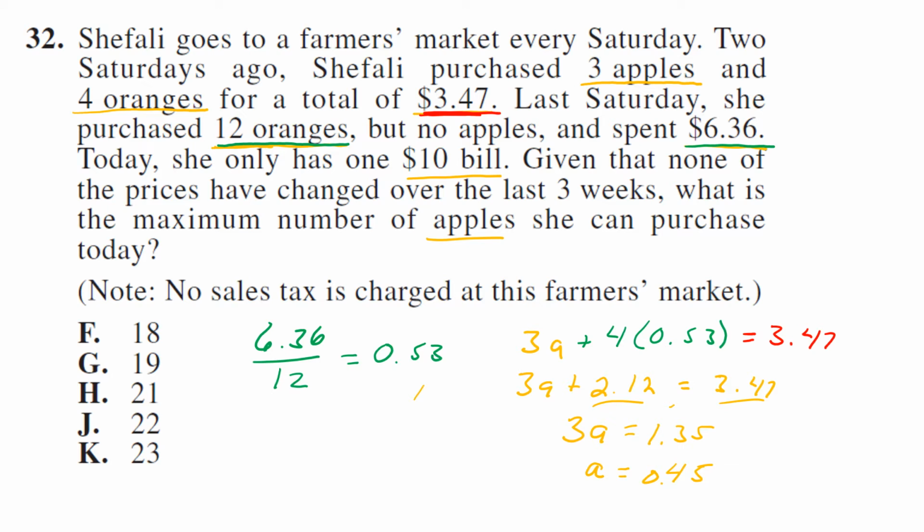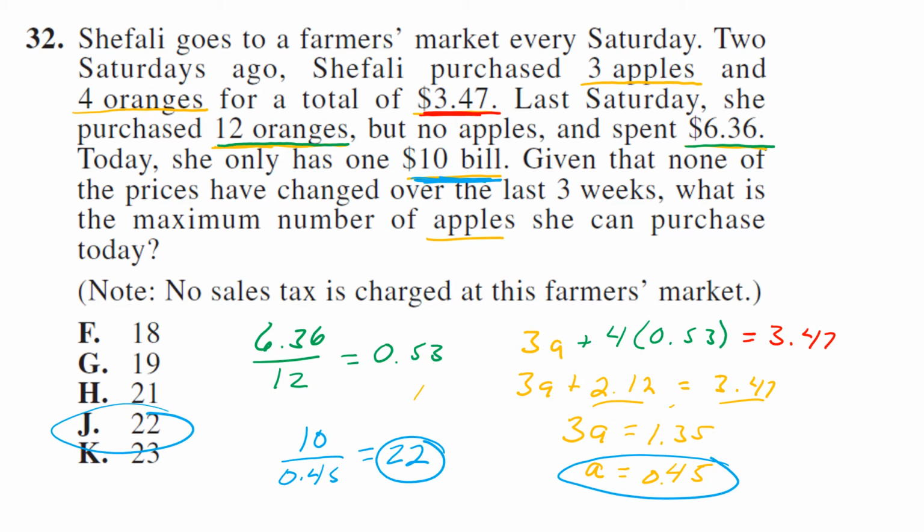So if she has $10, so we'll put that in blue, $10. So she has $10 and each apple is 0.45. 10 divided by 0.45 is 22. So she can buy 22 apples, choice J. That's just a lot to kind of break down and figure out, but the math is not that hard.